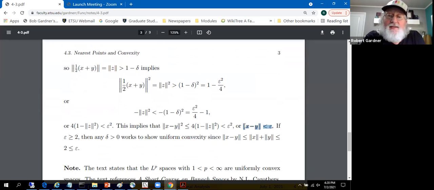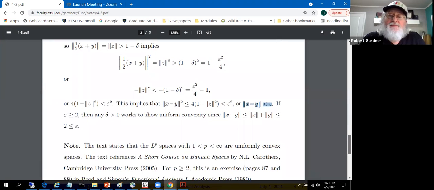That's uniform convexity. Oh, and by the way, that was only good if epsilon was between 0 and 2. If epsilon's greater than 2, any delta works. Hey, you'd have the norm of x minus y is less than or equal to the norm of x plus the norm of y. That's the triangle inequality. And x and y were chosen from the closed unit ball. So this is certainly bounded above by 2. And if epsilon is greater than or equal to 2, then, well, the result's trivial. So every Hilbert space has uniform convexity, is uniformly convex.